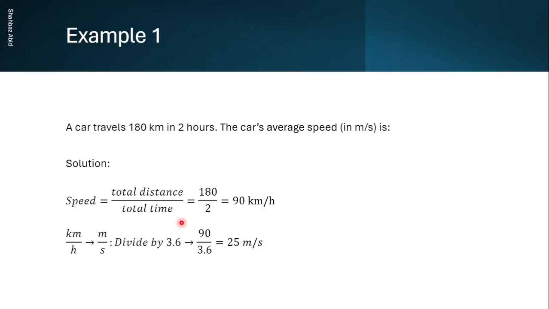In the previous lecture, I mentioned a shortcut to convert from kilometer per hour to meter per second: you divide by 3.6, and you get an answer in meter per second. So 90 divided by 3.6 is going to be 25 meters per second. This actually tells us the average speed of that car in that time slot of 2 hours. It's equal to 25 meters per second. So every 1 second we have covered 25 meters.